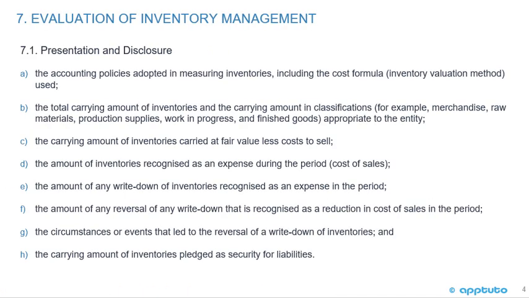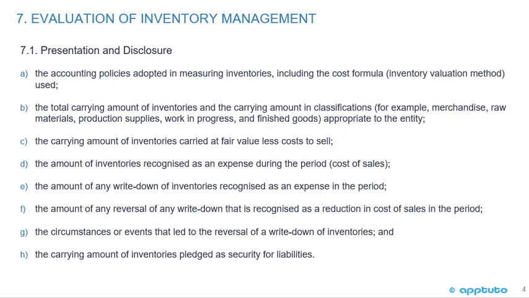So we've seen this slide before in a previous LOS, but we'll just show it again with regards to the presentation and disclosure. Some of the things that the analyst would look for are the accounting policies adopted in measuring inventories, including the cost formula, the inventory valuation method used, like LIFO, FIFO, specific identification or weighted average cost. The total carrying amount of inventories and the carrying amount in classifications, for example, merchandise, raw materials, production supplies, work in process, and finished goods, appropriate to the entity.